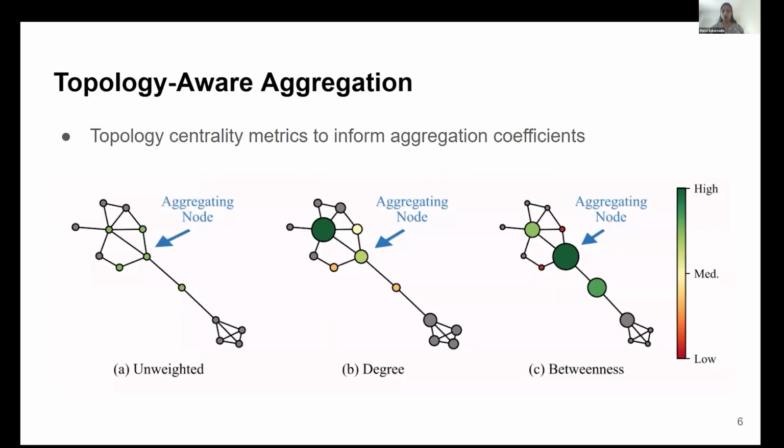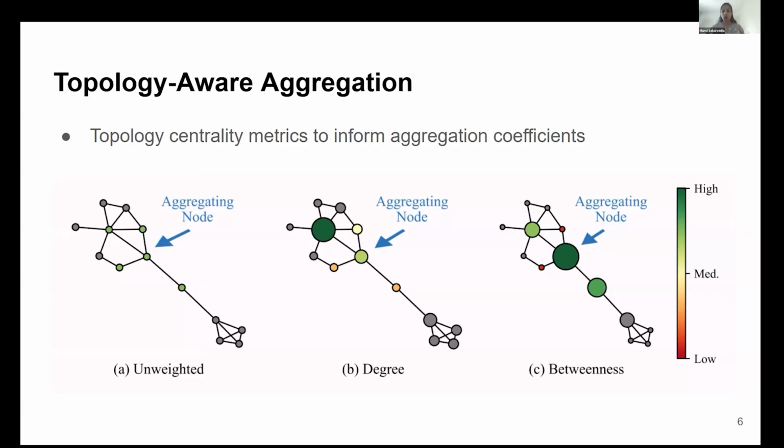So what can we do to resolve this difference in performance? We propose topology-aware aggregation, a very simple algorithm that can be added to any decentralized learning scheme, but which makes use of a node's location information within the topology to decide how to weight it at aggregation time.